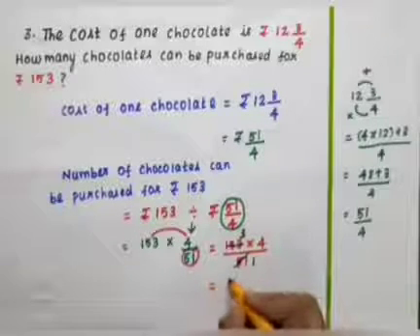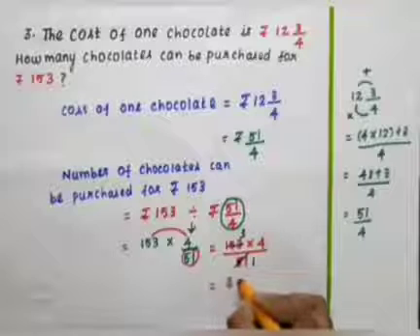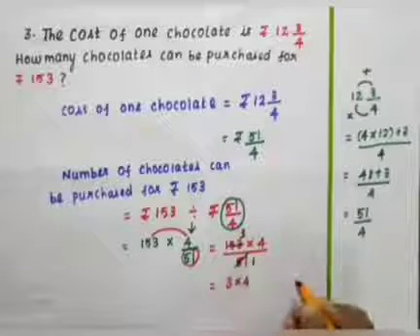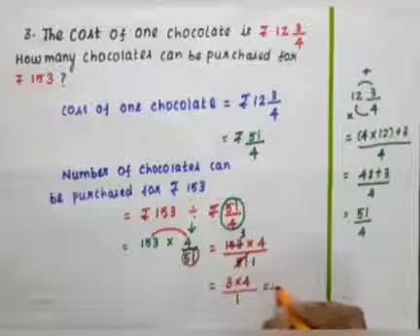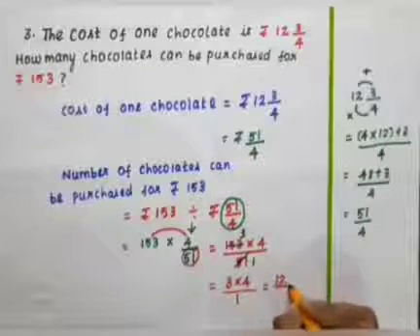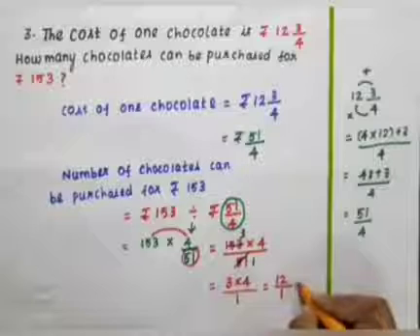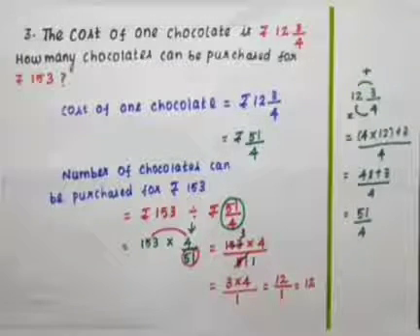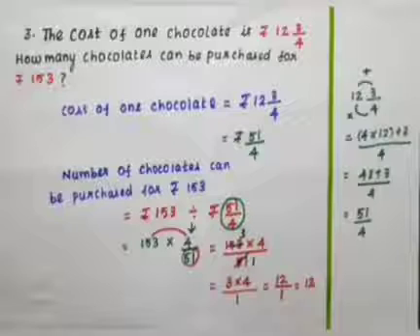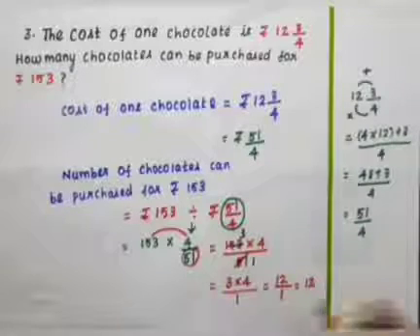This is equal to 3 into 4 divided by 1. This is equal to 12/1, which is equal to 12. Therefore, the number of chocolates that can be purchased for rupees 153 is 12 chocolates.